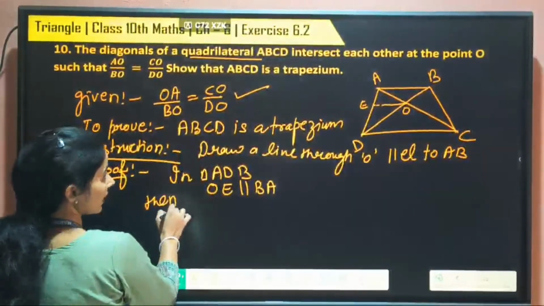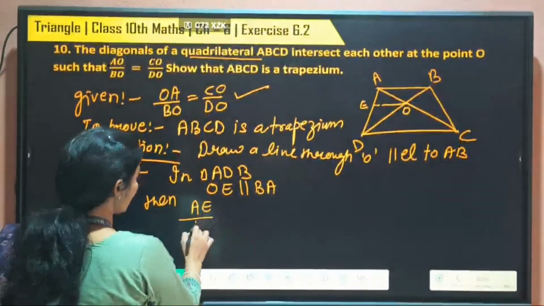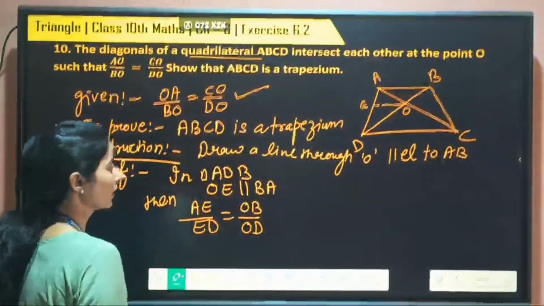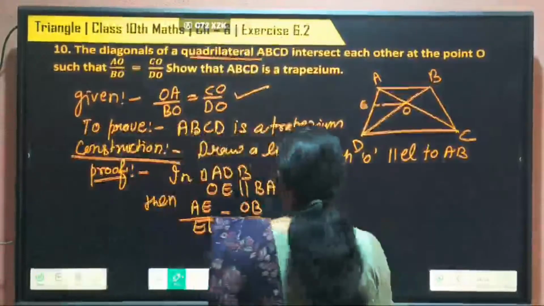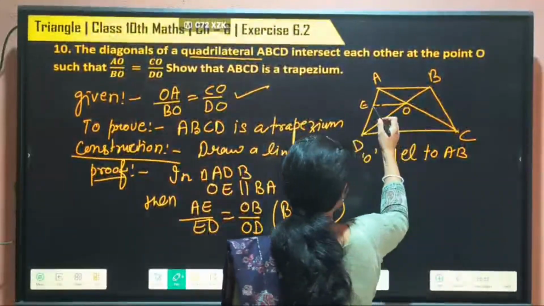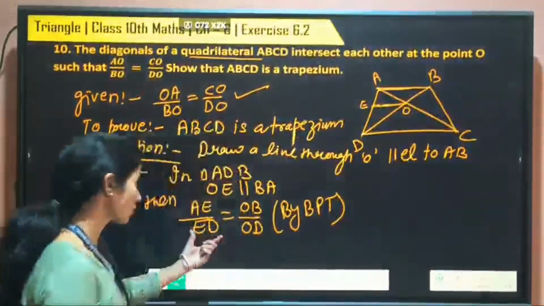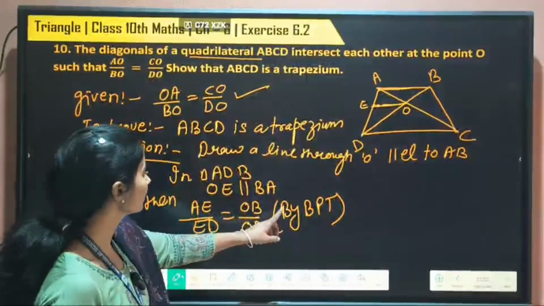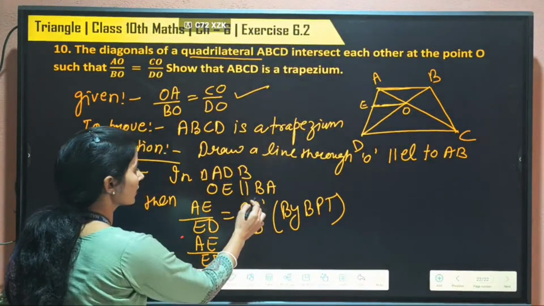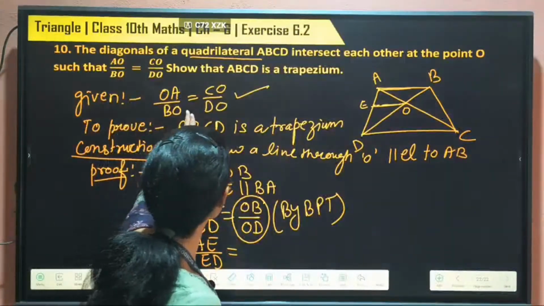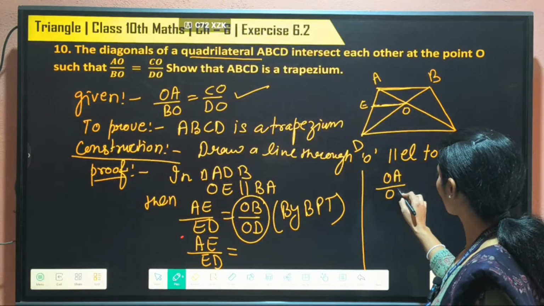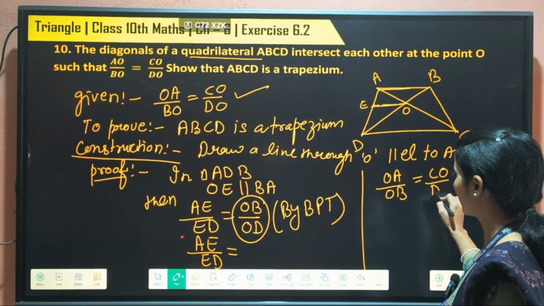Then I can write AE by AD ratio equals OB by OD ratio, by BPT theorem. If OE is parallel to AB, then corresponding sides ratio will be equal. Now, AE by ED is this ratio OB by OD. What is given to us? I will make use of that. OA by OB equals CO by DO.